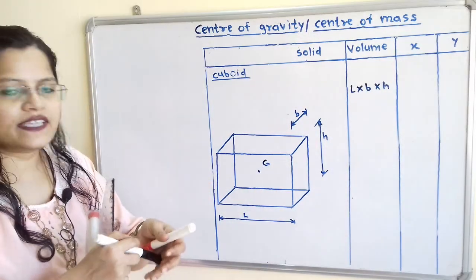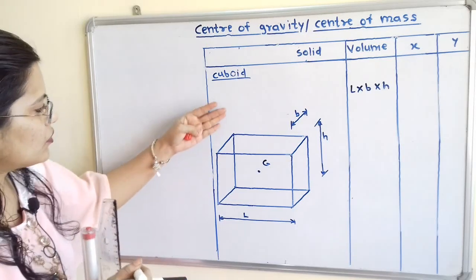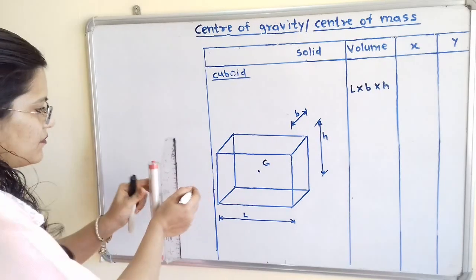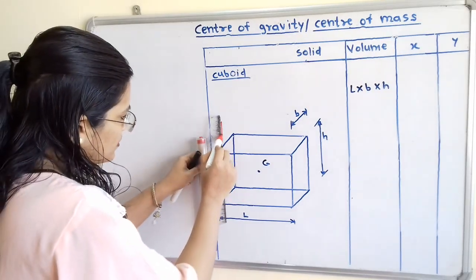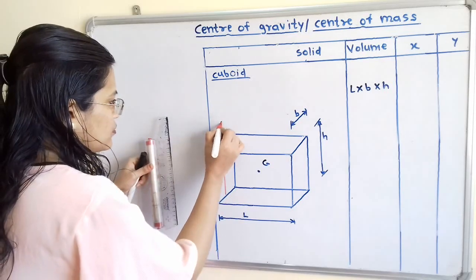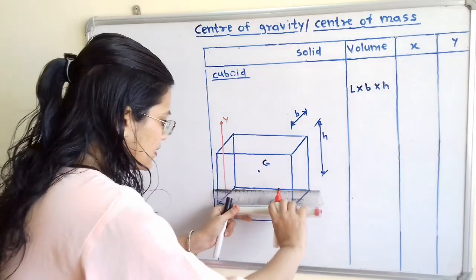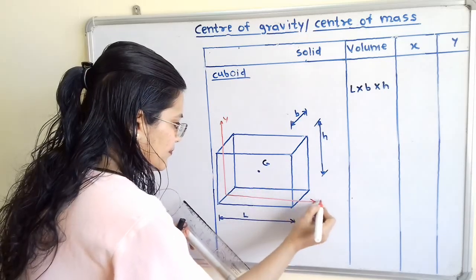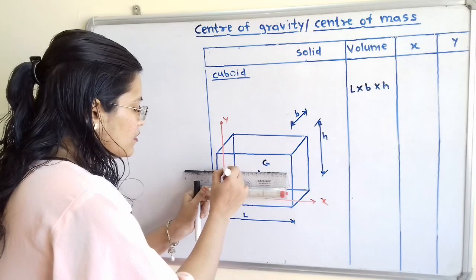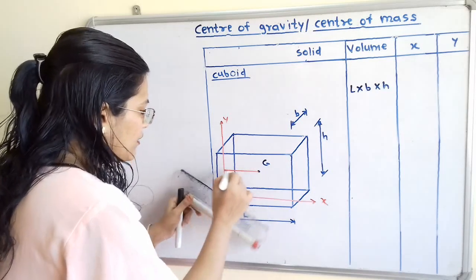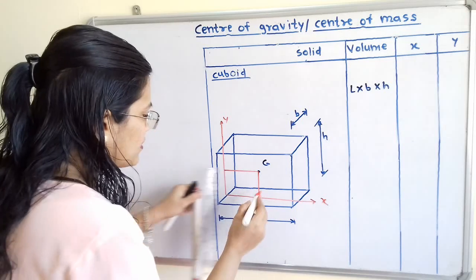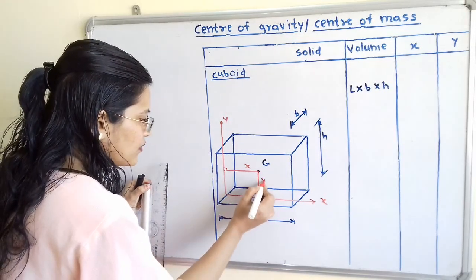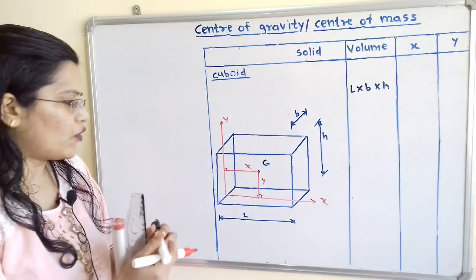Now if I draw the x-axis and y-axis, the y-axis is at this surface and the x-axis is at the bottom surface. So I will show here this axis passing through the center. This is the y-axis and this is the x-axis. Now I will draw here two perpendicular lines, one on the x-axis and the other on the y-axis. This horizontal distance is known as the value of x and this vertical distance is known as the value of y.